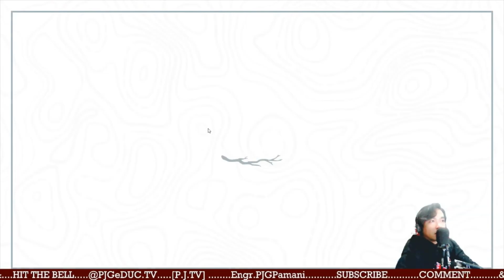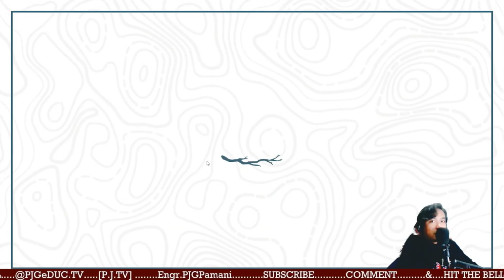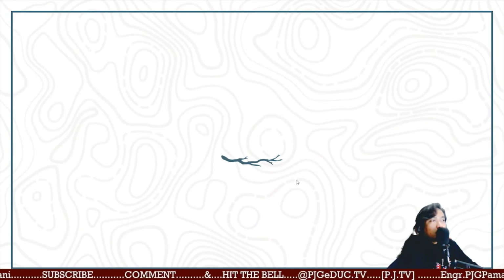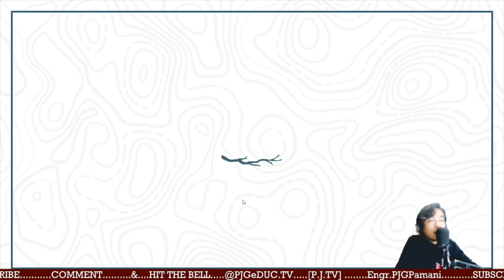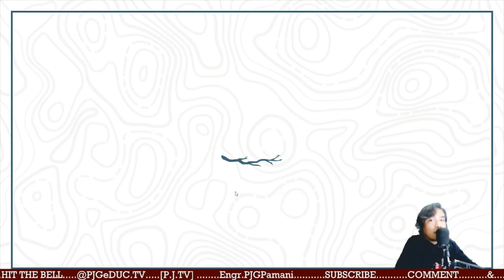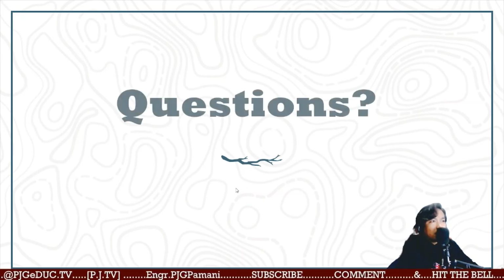So that is it for module 15, profile diagrams or mass diagrams. Ang importante muna dito is for you to know how to plot a mass diagram. And the rest will just be simple algebra. Volume and areas na lang yung iba.